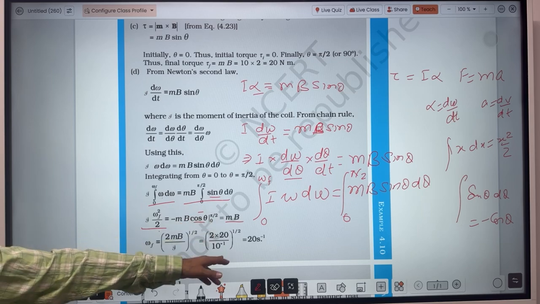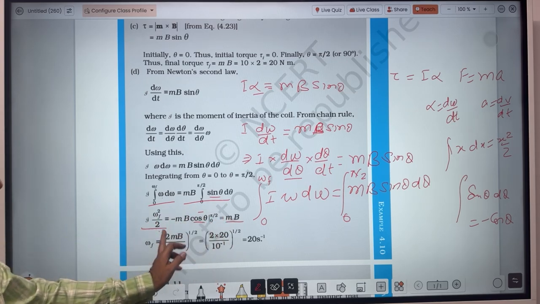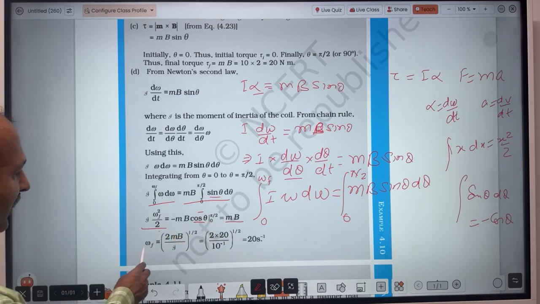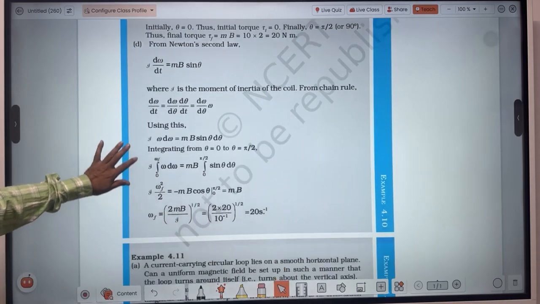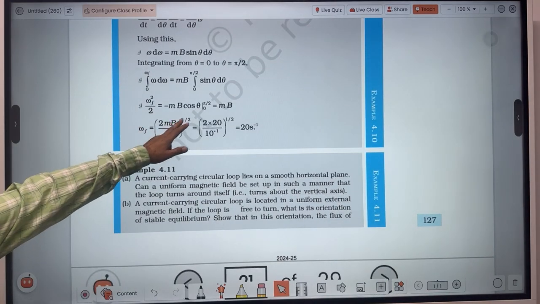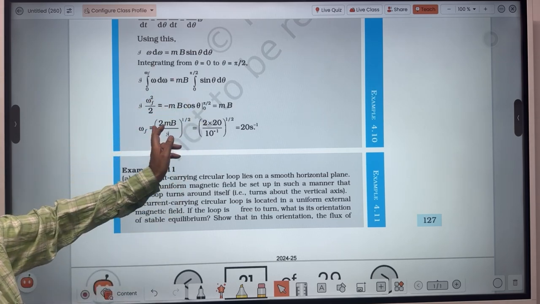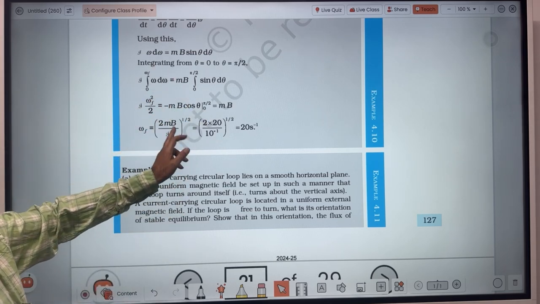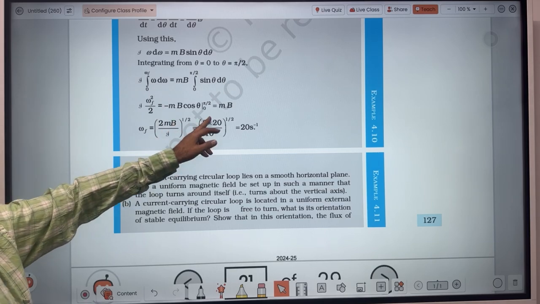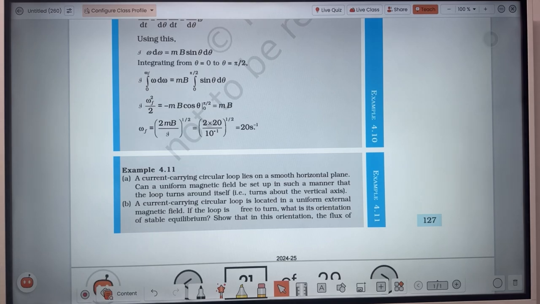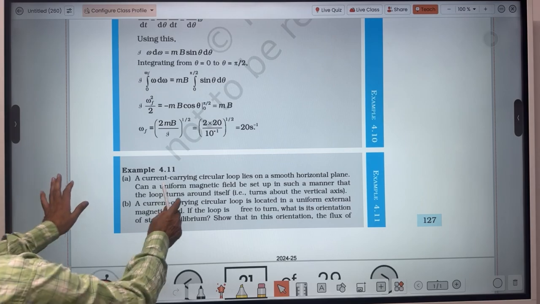So here our concern is to get omega. So the 2 you can shift to the RHS: 2MB divided by I, and it is squared, so take the square root. So you will get 2MB divided by I whole power half, and then put the values, because the question values are given. 2 is 2, M is magnetic moment, B is magnetic field, divided by I, and the value of I is given. Take the square root, you will get 20 per second.